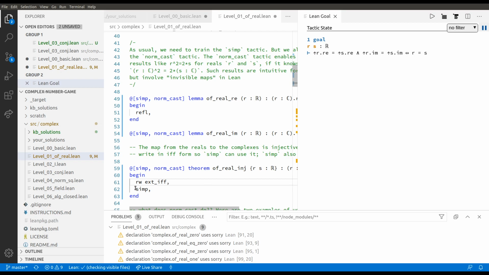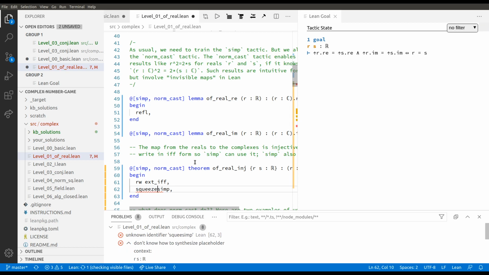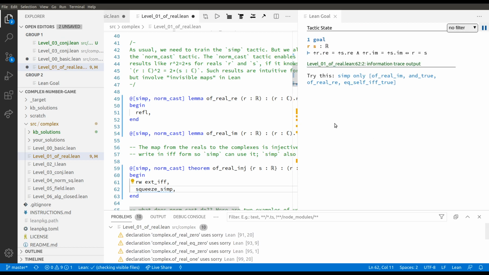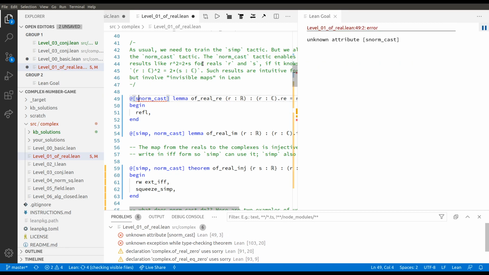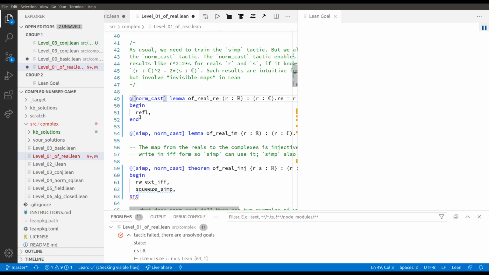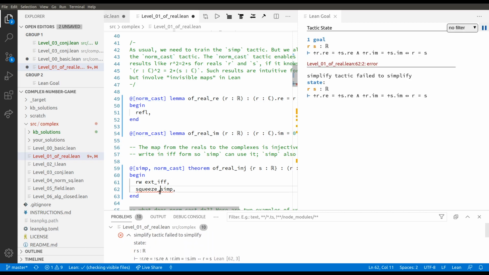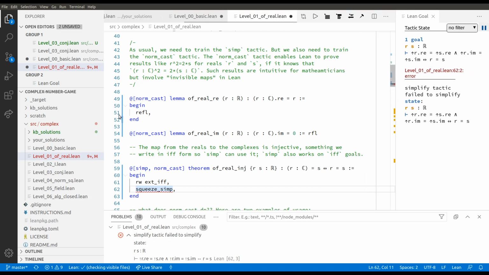So the simplifier, we can even have a look. If we type squeeze simp here, we can see what the simplifier used. It used these things we've just proved: of real im and of real re. If I removed the simp tags from these, then it might break. Yeah, you see, this proof now breaks. The simplifier can't simplify this anymore. So as we go on proving more and more lemmas, the simplifier is slowly getting cleverer and cleverer.